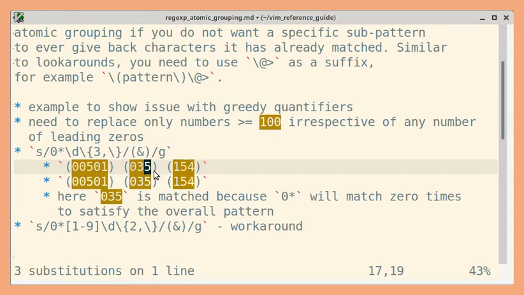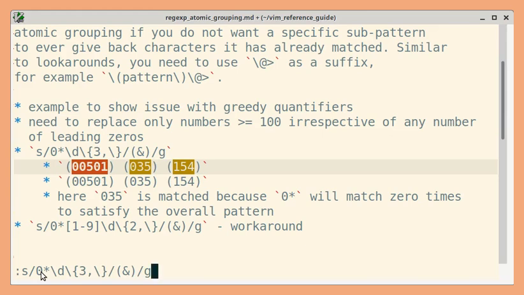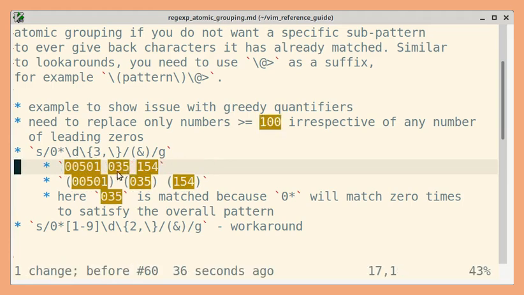parentheses. Why? If you go back to the substitution command, 0 star is a greedy quantifier, but it will give up the zeros it has matched in order to match the overall pattern. So that's why this failed. So let us undo that.